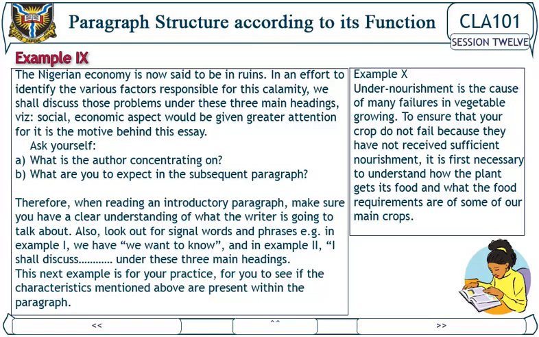Example 10. Undernourishment is the cause of many failures in vegetable growing. To ensure that your crop do not fail because they have not received sufficient nourishment, it is first necessary to understand how the plant gets its food and what the food requirements are of some of our main crops.